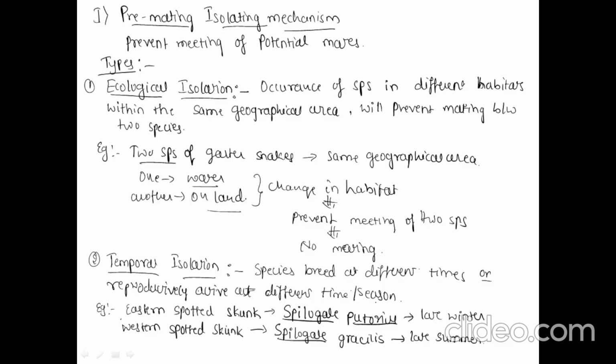Even though these two species are present within the same geographical area, due to the change in their breeding time, that is, putorius breeds during the late winter and gracilis breeds during the late summer, there is no mating that takes place between these two species. This is temporal isolation.